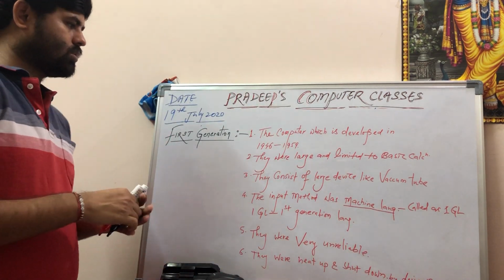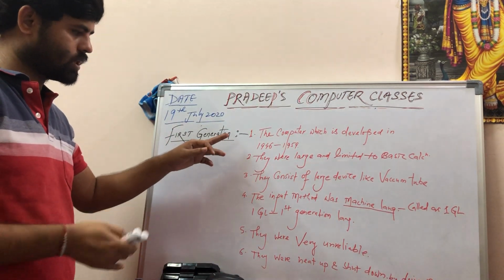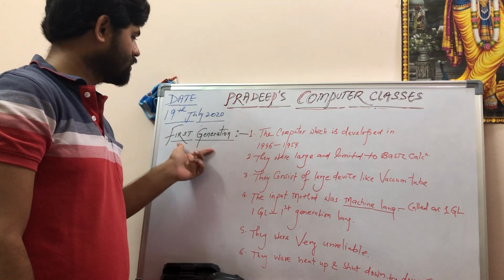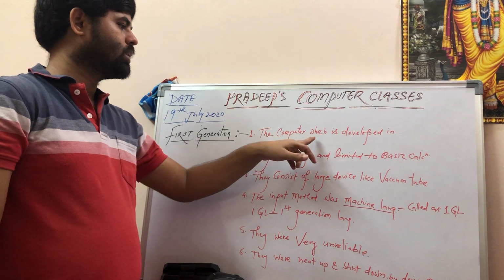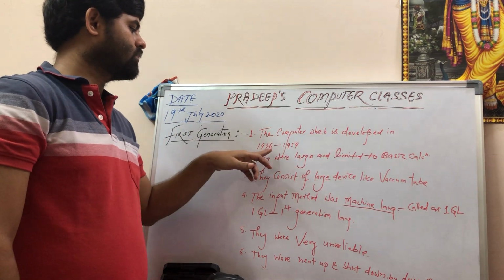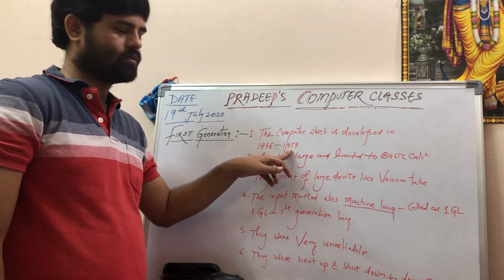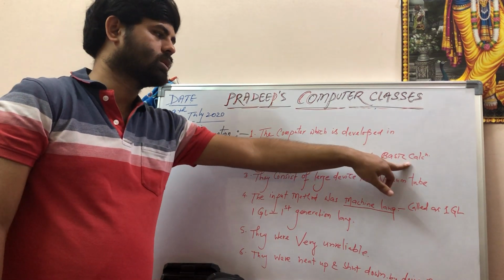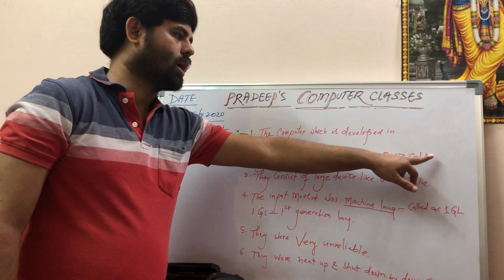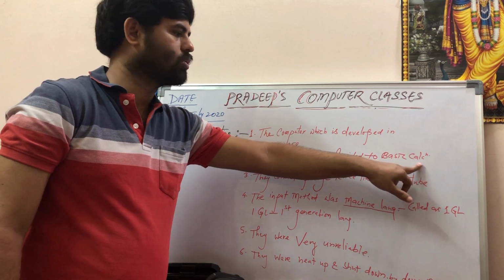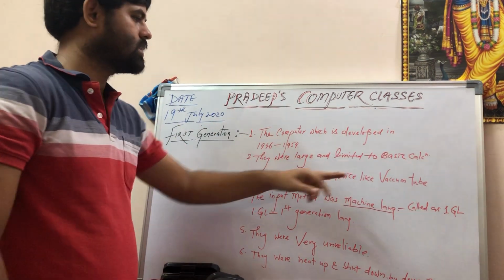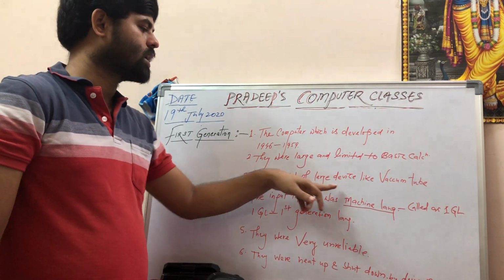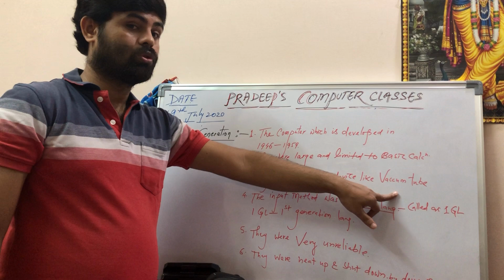Okay, so just write it down. I'm just saying the point. First point is, the first generation of computer was developed from 1946 to 1959. Second, they were large and limited to basic calculation, but you can write it as calculation. Then next, they consist of large devices like vacuum tube.